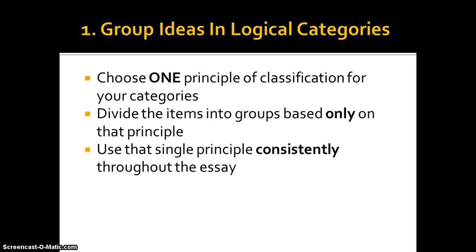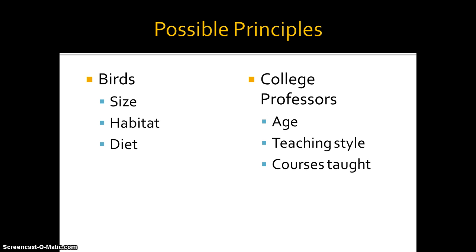So here's what I mean by principle. If we're going to classify birds, we might choose the principle of size, and all of our categories are going to relate to size. So big birds, medium birds, small birds. Or we might choose habitat, and all of our categories are based on where birds live. It wouldn't make sense in an essay.